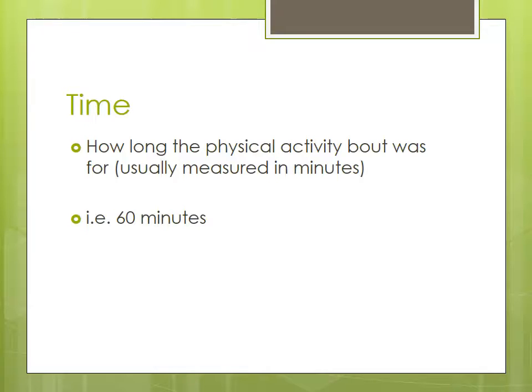The final element of the FIT formula is time, and time is basically how long the physical activity bout was for. For example, if I went and played a sport and I was out there exercising for 60 minutes, then the time would be 60 minutes for that bout. Often in the National Physical Activity Guidelines, they talk about the time required per day. Children and young people need to try and get at least 60 minutes of moderate to vigorous physical activity per day. For older Australians, it is 30 minutes of moderate intensity activity per day.